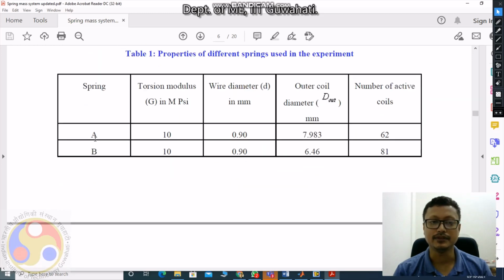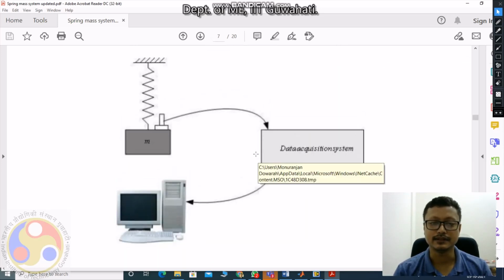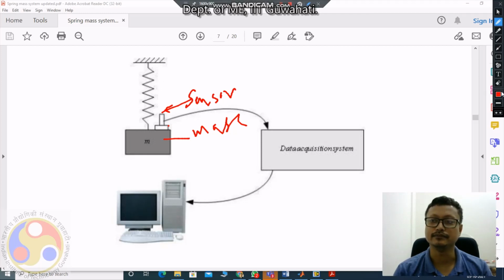We have two springs, spring A and spring B. These are the data for those springs. This is the system. We will connect one accelerometer here and put one mass here. This is the mass, this is the sensor, and this is the spring. Here on the computer you get the data of the system.